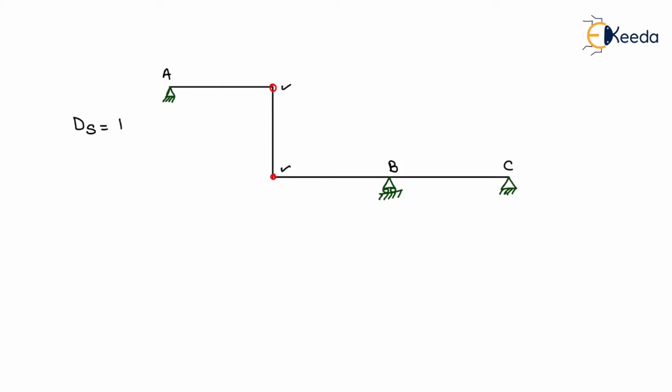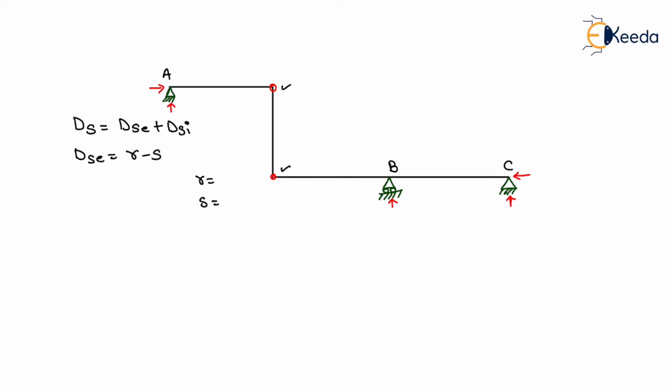It will be the sum of external static indeterminacy plus internal static indeterminacy. Now we know that the external static indeterminacy will be equal to R minus S, where R is the total number of support reactions and S is the total number of equilibrium conditions. Now in this structure, at support A there will be two reaction components, vertical and horizontal. At support B only one reaction component, the vertical reaction, and at support C there will be two reaction components, vertical and horizontal.